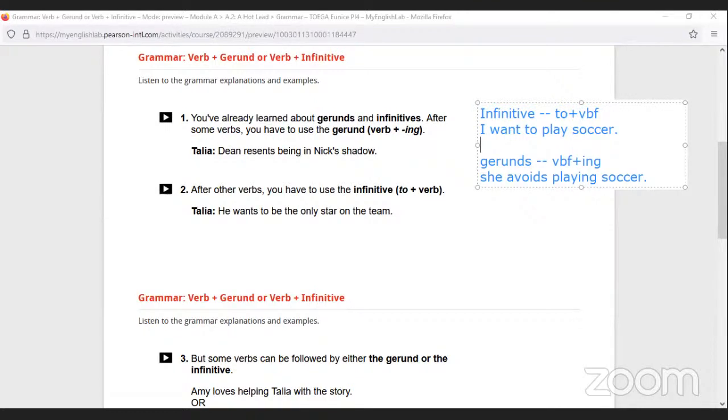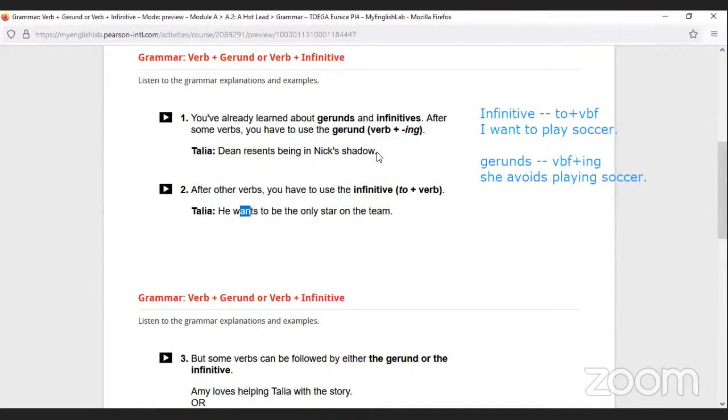Okay, Eunice? So now, thank you, teacher. Don't worry. So now we will see some examples here. For example, resents. Resent is a common verb that always is going to work with a gerund. Dean resents being in a shop.